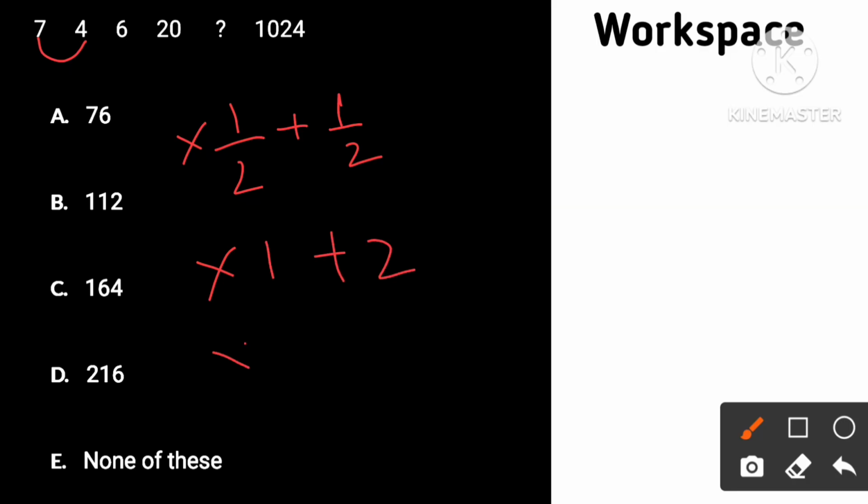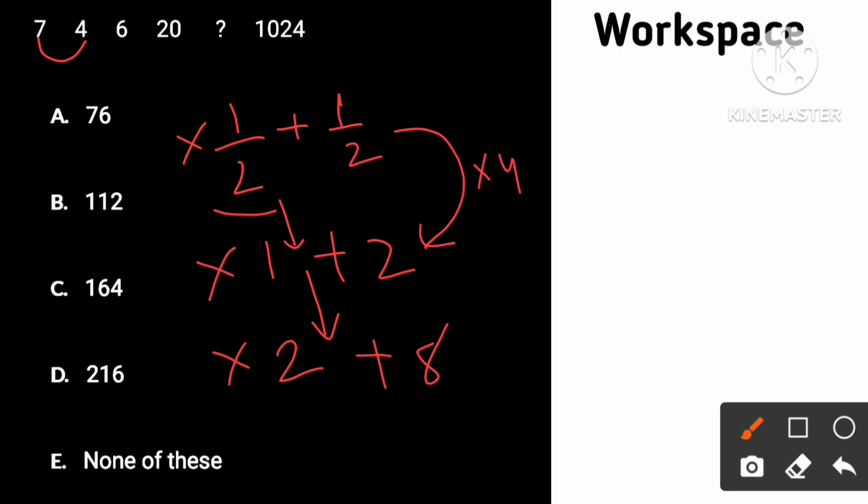Next one, 6 into 2 times will be 12 plus 8. So half becomes 1, 1 becomes 2, means double every time. Half becomes 2 times, means into 4 times. 2 becomes 8, means into 4 times. So the next pattern must be into 4 times, plus 8, 4 times, which will be 32.